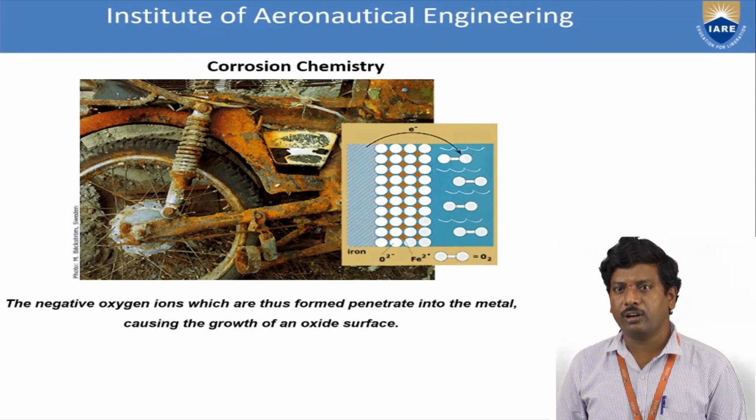The negative ions which are thus formed penetrate into the metal, causing the growth of the oxide surface. That oxide surface shows up as rusting on the material, most probably observed in the case of iron. That means, what is the process of corrosion? Negative oxygen ions which are thus formed penetrate into the material, causing the growth of the oxide surface.